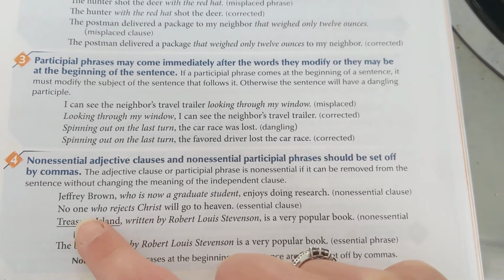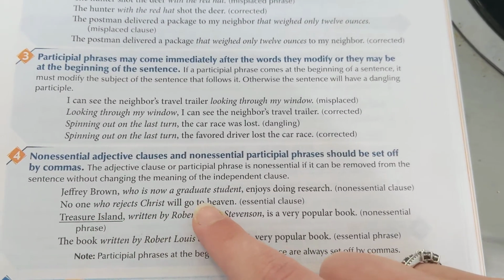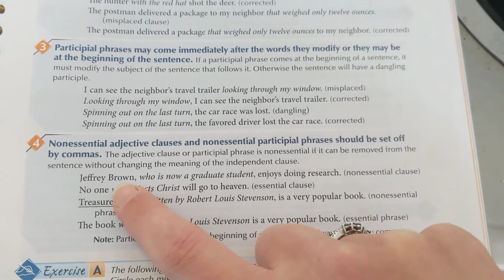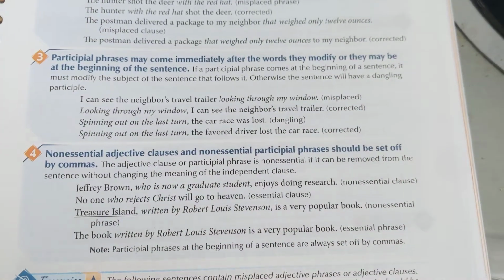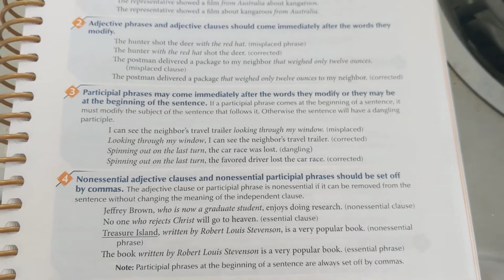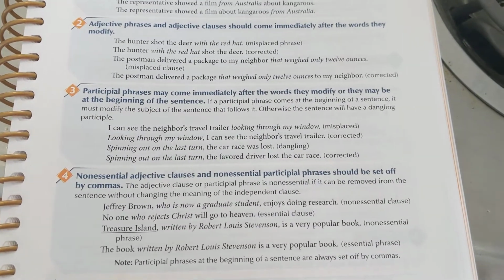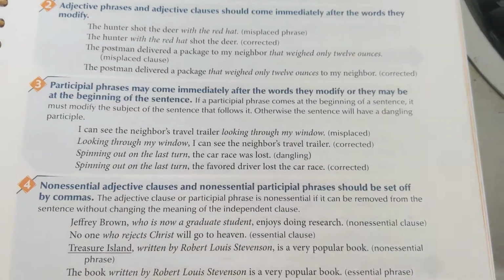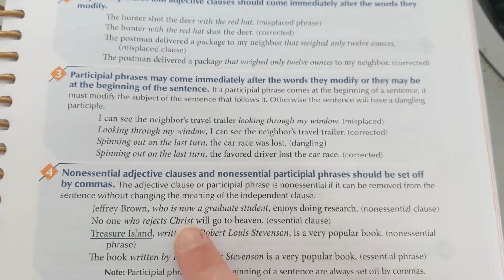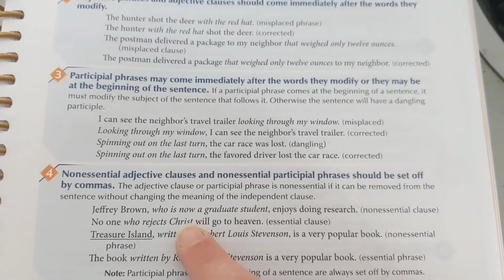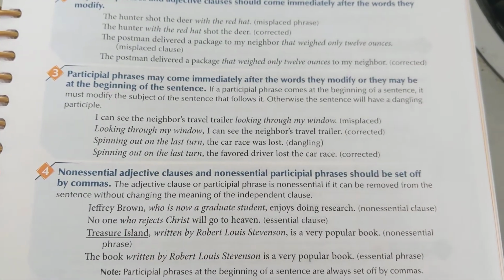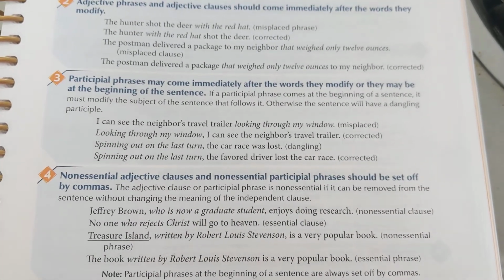Let's look at the second example. No one who rejects Christ will go to heaven. The phrase, who rejects Christ, is in italics. Let's read that sentence without that phrase and see if it makes sense. No one will go to heaven. Oh. So is who rejects Christ an essential phrase? Yes, it is very essential, because without that phrase, there's a lot of despair. We have to have that in there for the sentence to make complete sense. No one who rejects Christ will go to heaven. So 100% true, but if we take that phrase out, the sentence is not complete. You lose the essential meaning of the sentence.